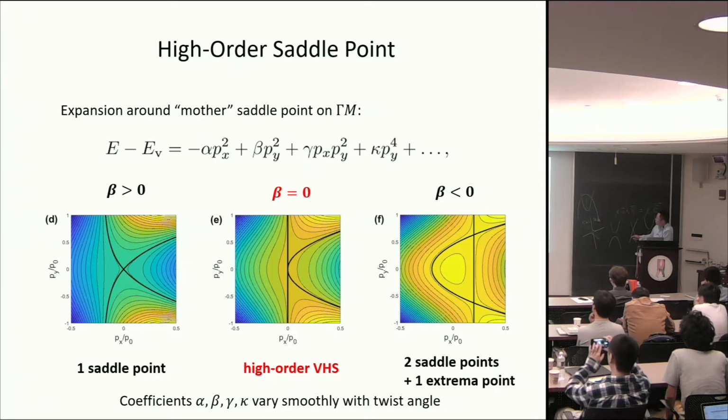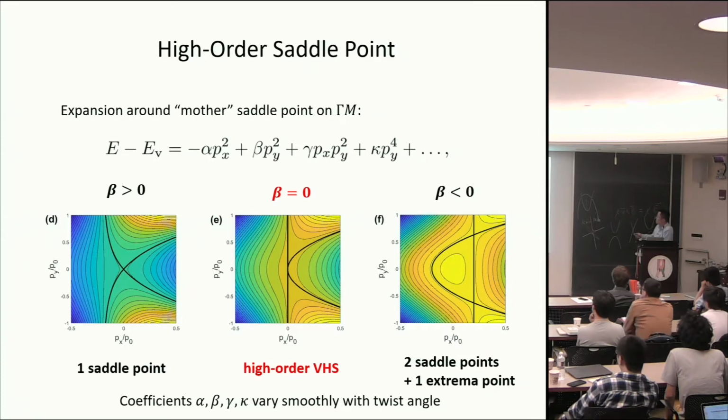Usually, when we expand the energy to quadratic level, we get px squared and py squared. But here, let me go to higher orders. So there's a third order term and the fourth order term, and et cetera, et cetera. One can keep going. But it turned out we can stop at this level.